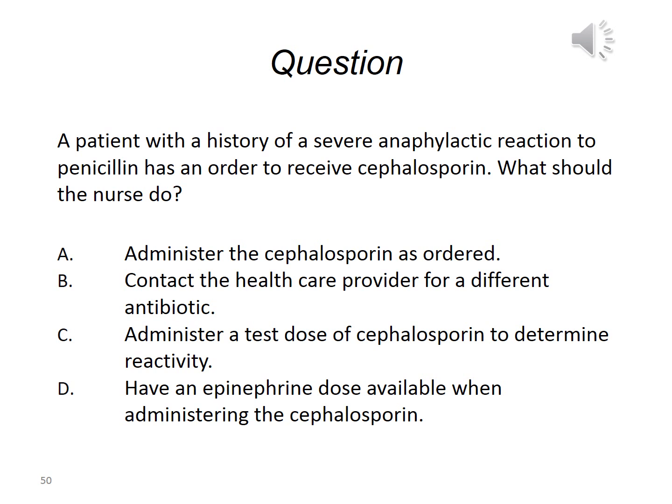All right, the next question is a patient with a history of severe anaphylactic reactions to penicillin has an order to receive cephalosporin. What should you as a nurse do? So if you answered B, contact the healthcare provider for a different antibiotic, you would be correct.